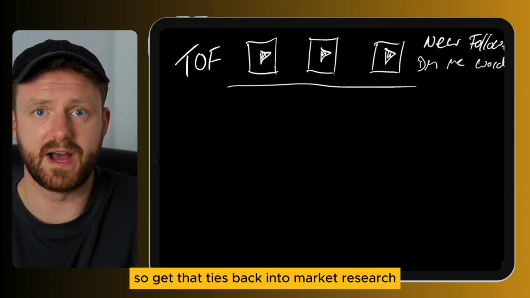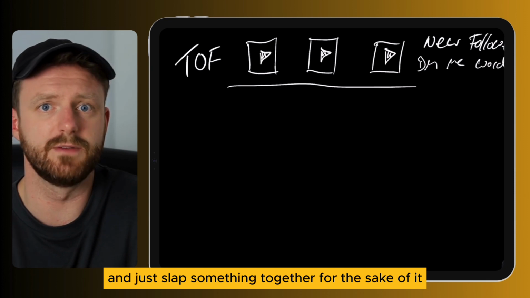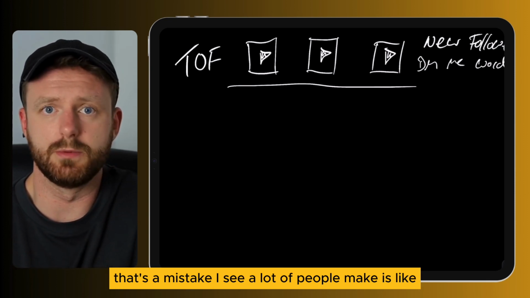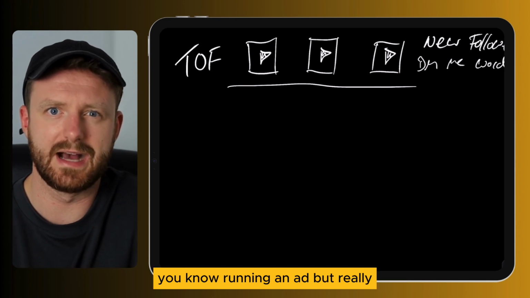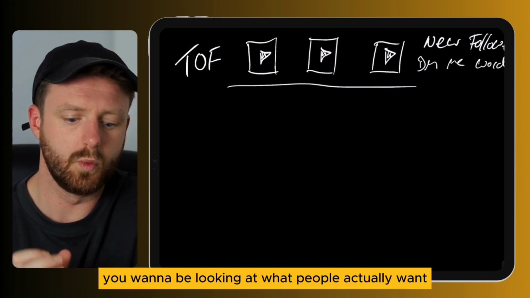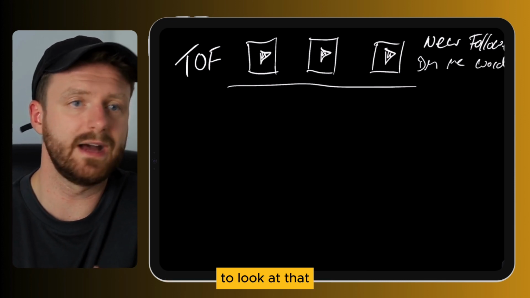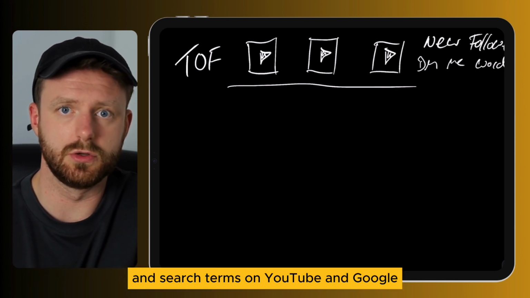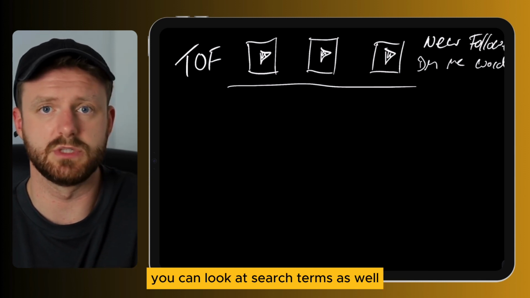So again, that ties back into market research, because we don't want to just guess and just slap something together for the sake of it. That's a mistake I see a lot of people make, is they'll just rush something together for the sake of running an ad. But really, you want to be looking at what people actually want. You can use things like SEO to look at that, and search terms on YouTube and Google. You can even do that on Instagram and TikTok. You can look at search terms as well.